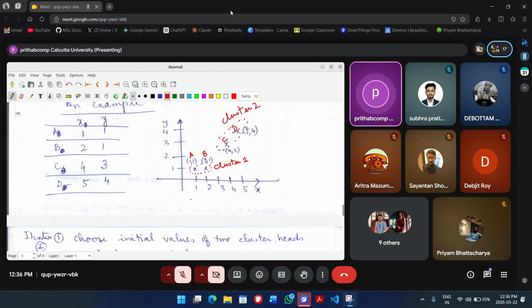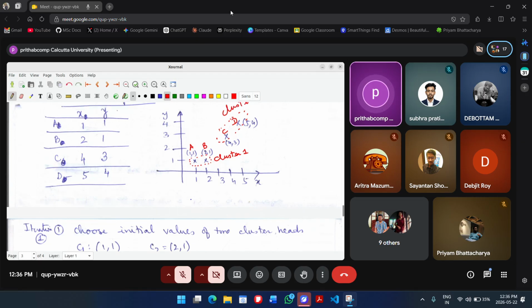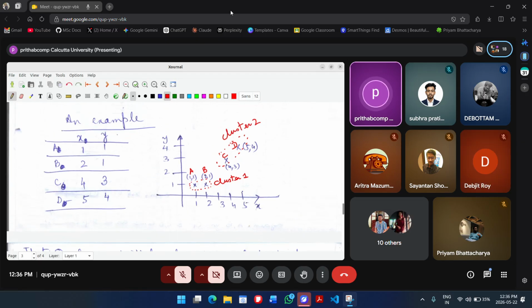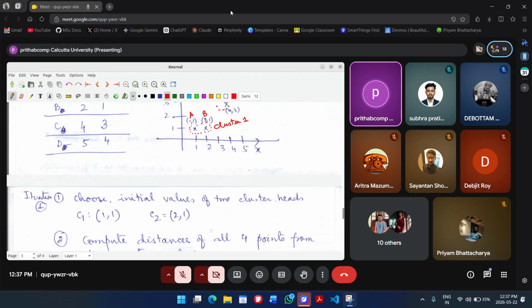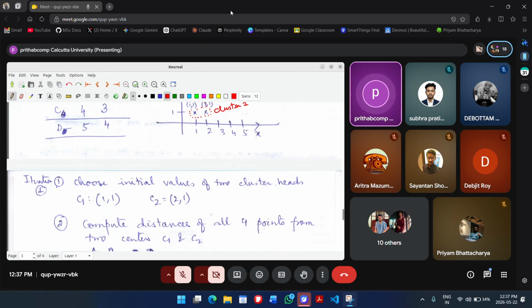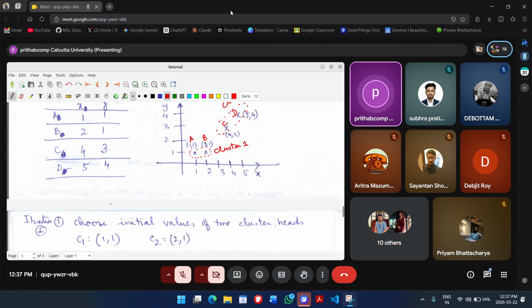Here I've given one example. There are just 4 points, so you can see the natural clusters. AB is cluster 1, CD is cluster 2. These are the values of them. Initially I have chosen 2 cluster heads to be (1,1) and (2,1). You can choose these either from the data set itself or something else also. Typically we choose from the data set.